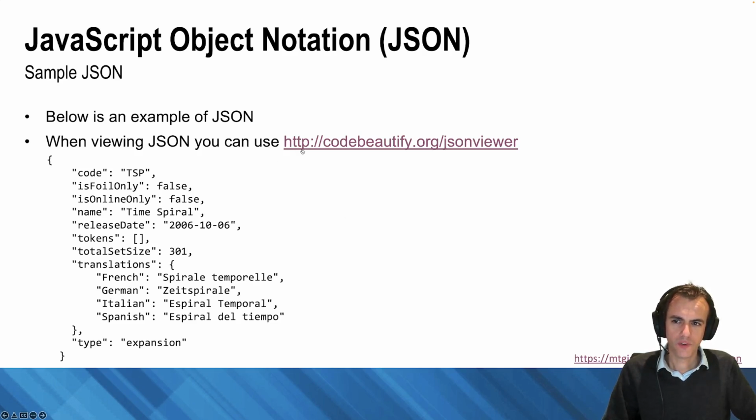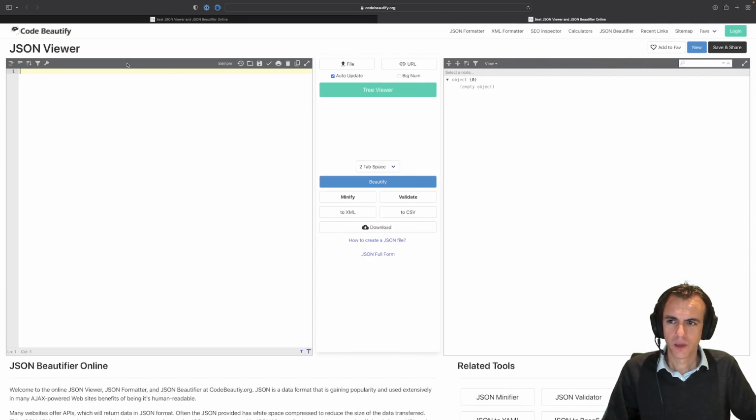If you wanted to look at a JSON file, you can go to this website CodeBeautify and have a look at the JSON viewer, which is here. And we can paste some JSON code in here.